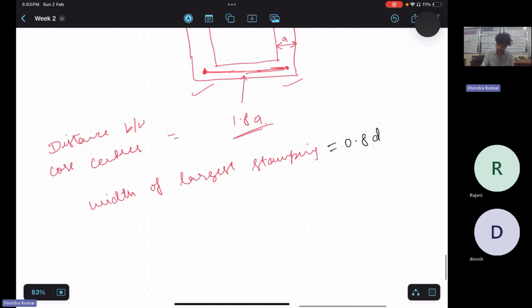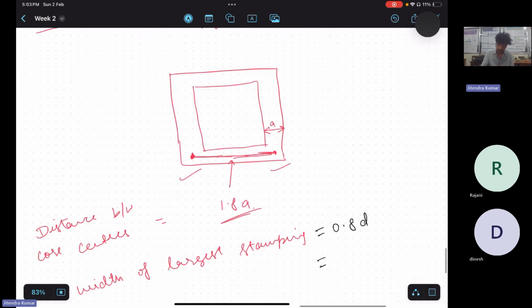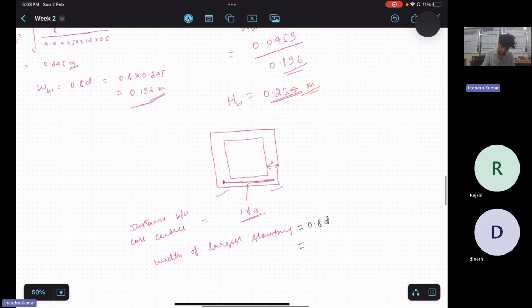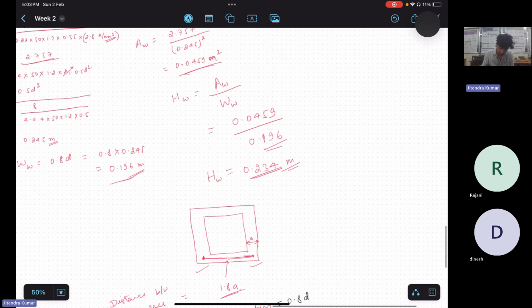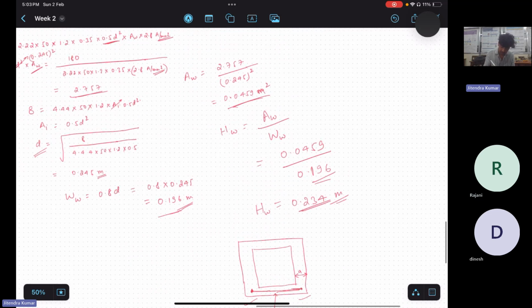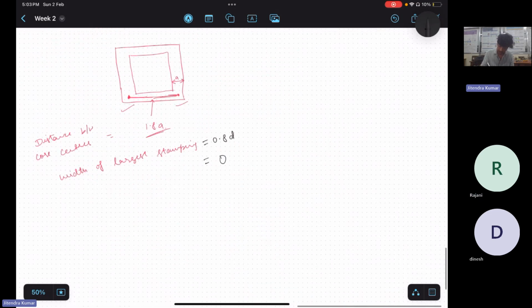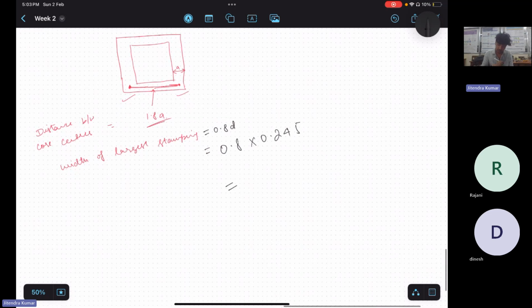0.8 D. D we have calculated. How much? 0.245 meter. So width of the largest stamping we can calculate from here. That will come 0.196, right? 0.196. This is the width of the largest stamping.